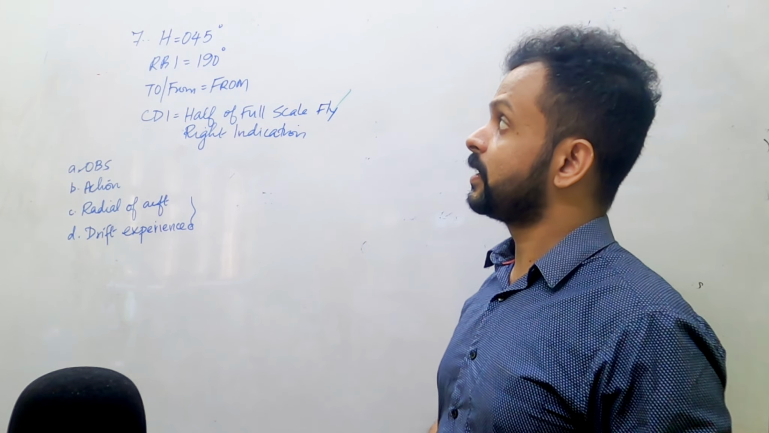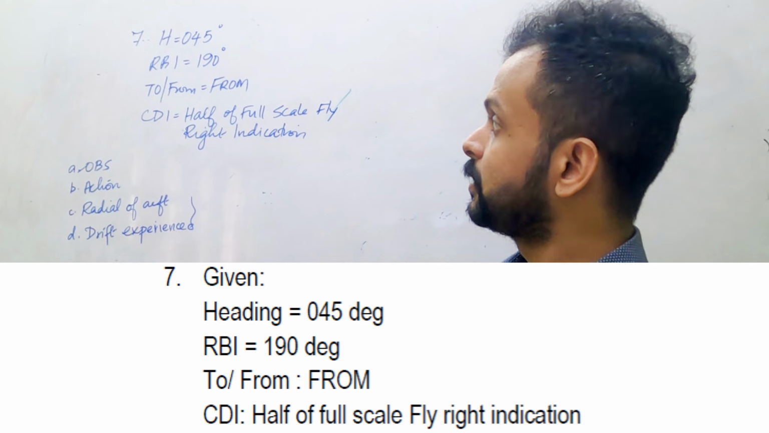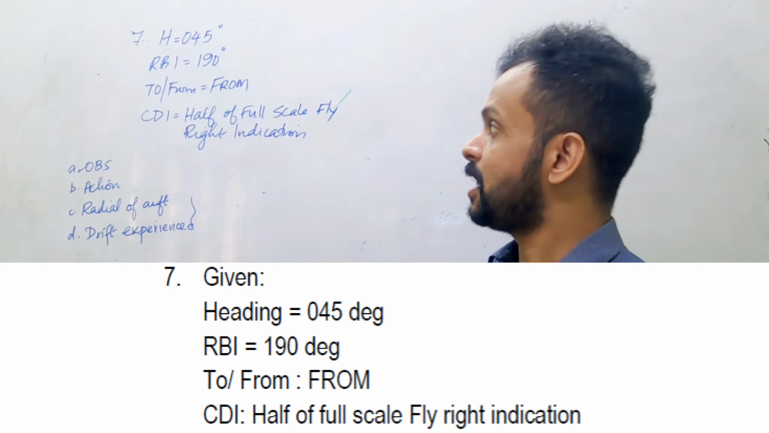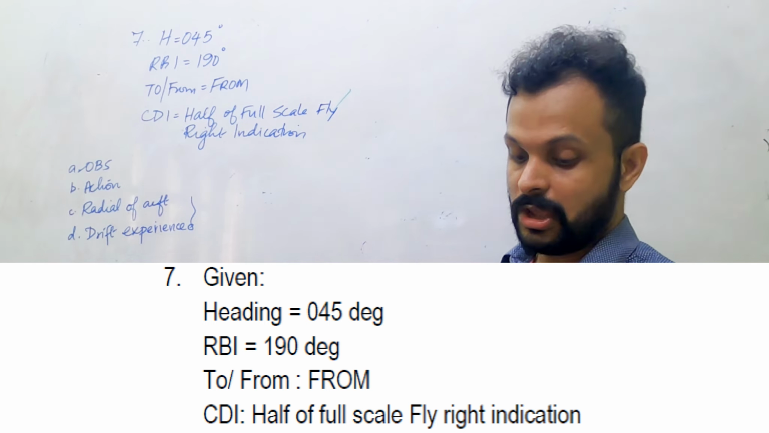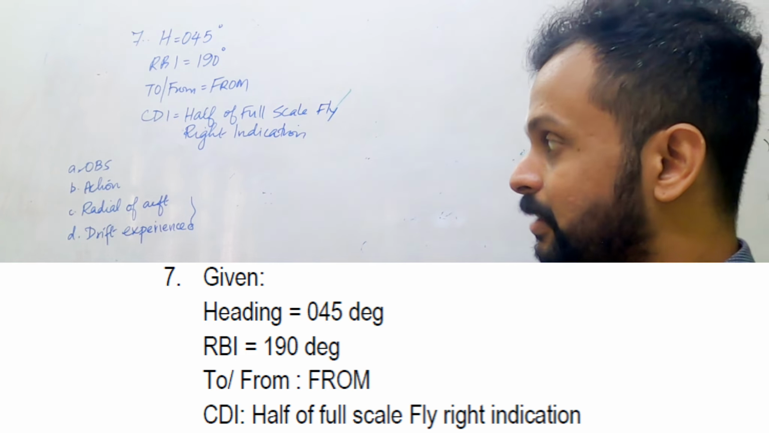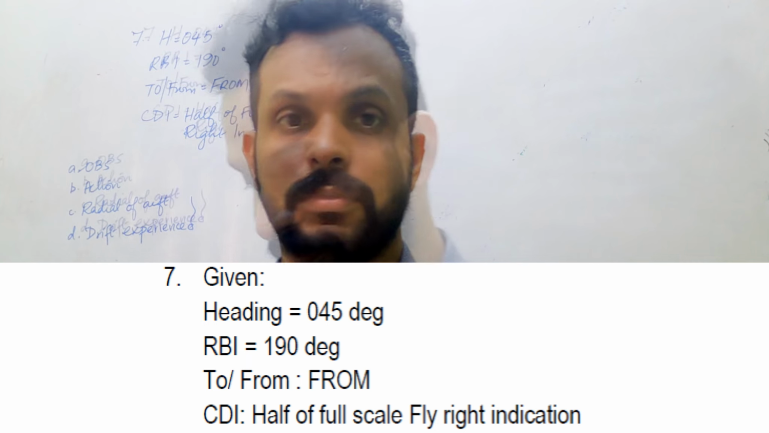Right, this question: you have an aircraft on the heading of 045 with RBI indicating 190 degrees. The to/from flag indicates from. The CDI is half a full scale fly right indication. You're asked to find the OBS, the corrective action to center the CDI, the radial of the aircraft, and the drift experienced. I'll give you some time, 2 minutes.